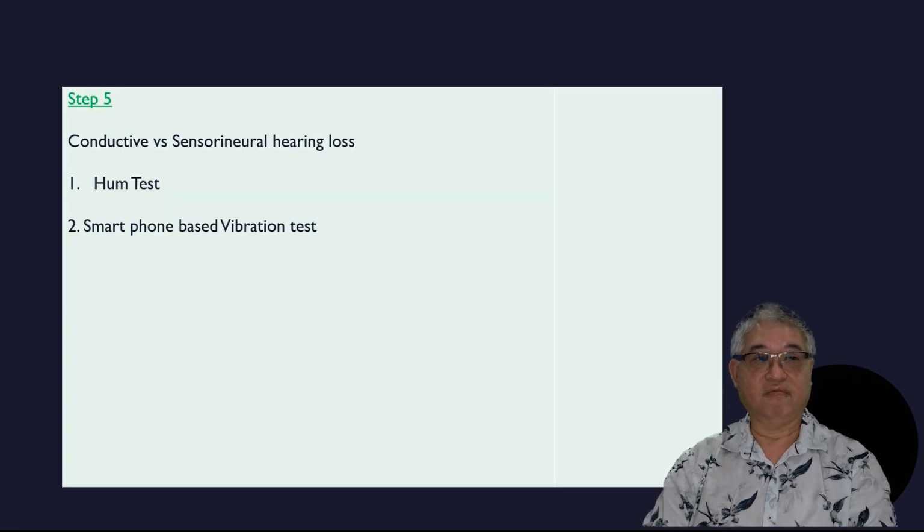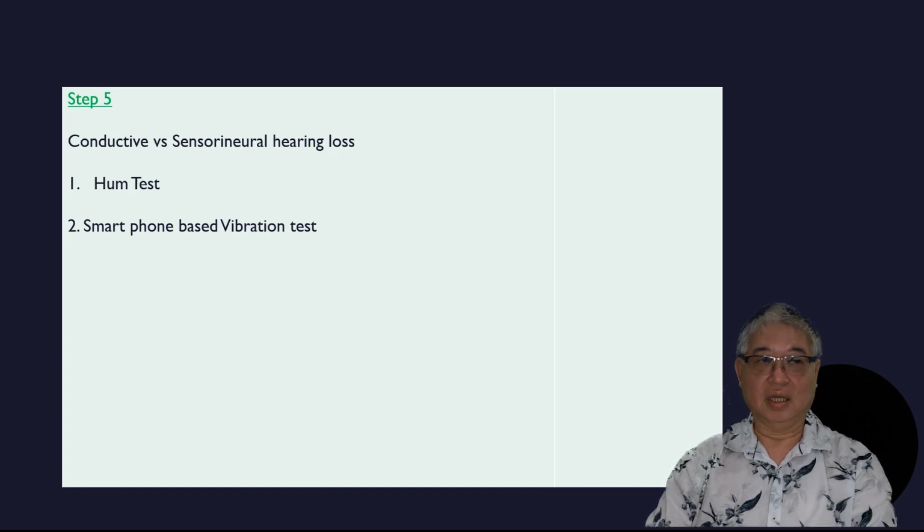And then we do a test, step 5. We know from medical school that there are two types of hearing loss, conductive and sensory neural hearing loss. So we can do a hum test. A hum test means the patient goes to a room, sits alone and hums to himself. He can hum a birthday song, and it's the same as Weber's test. It should be heard equally on both ears. But in the hum test, you can actually differentiate between a conductive and sensory neural hearing loss.